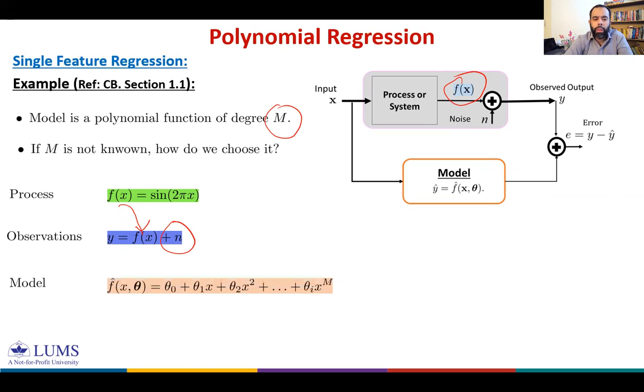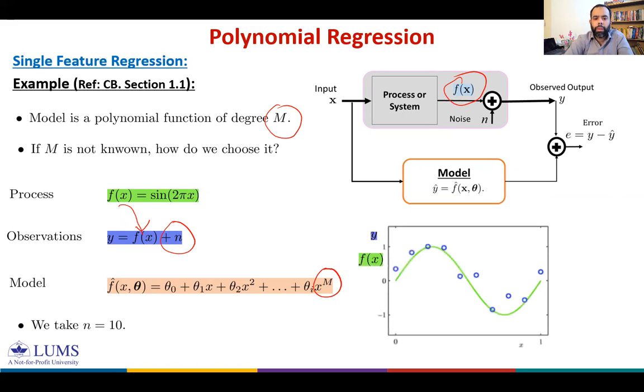And our model is a polynomial, right? Defined or characterized by the degree capital M. If I visualize this data and we only take n points, this green is my true function process, and these blue are my observations. I have taken 10 observations between 0 and 1, uniformly spaced.